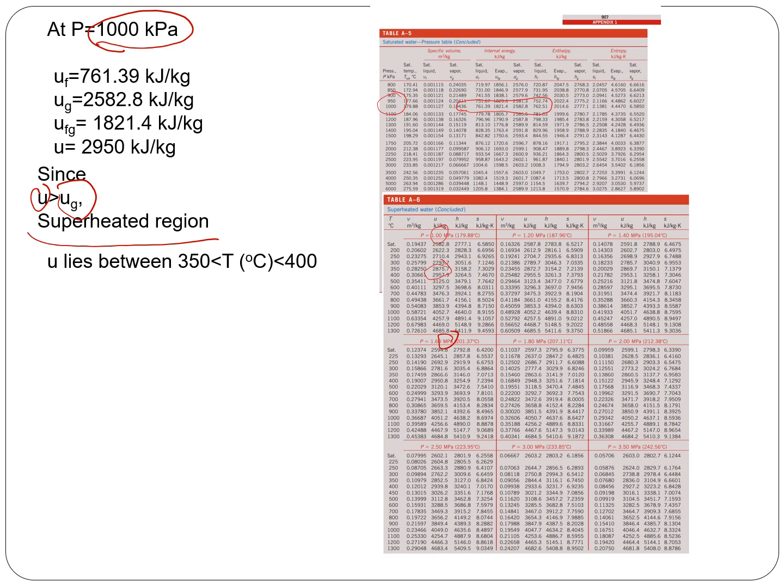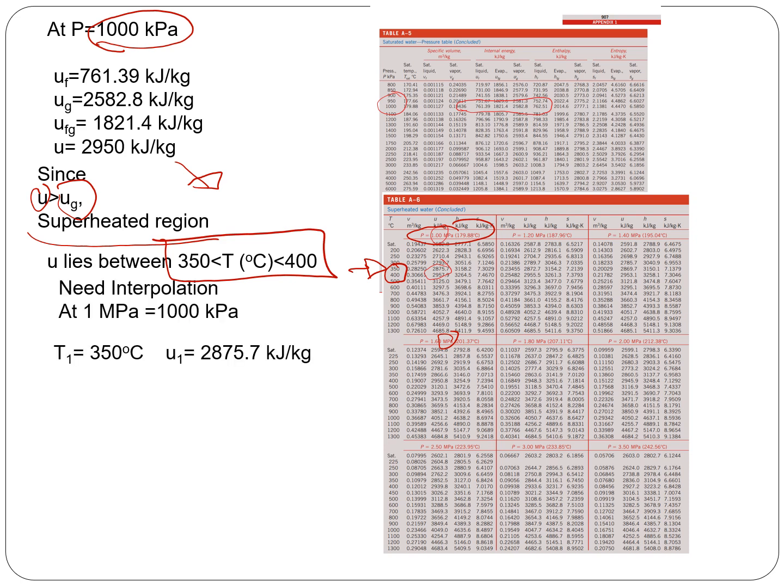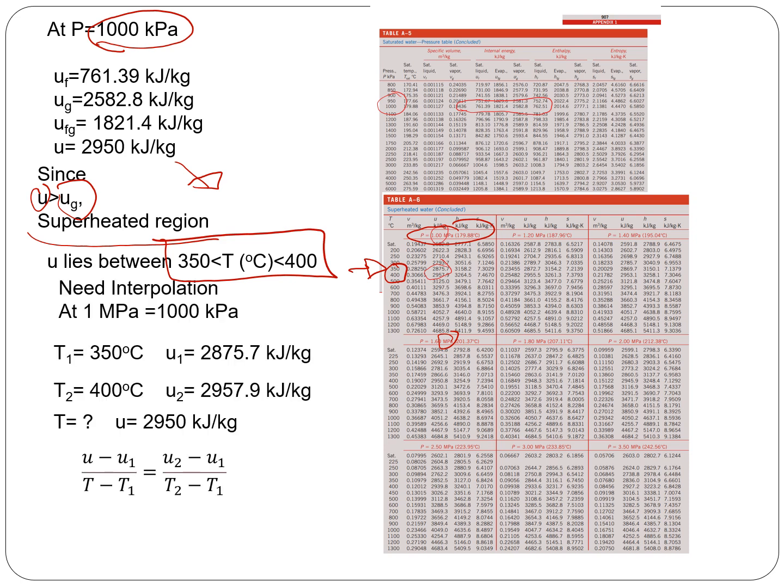So at 100 kilopascal, which is 1 megapascal, the value of U lies between these two temperatures, so the exact value is not given. So you should know how to do the interpolation. You will come across many problems where you need to do the interpolation. In order to find the temperature corresponding to this U value, you have to do the interpolation, and I hope you know how to do the interpolations we discussed in the class as well. So this is your answer.